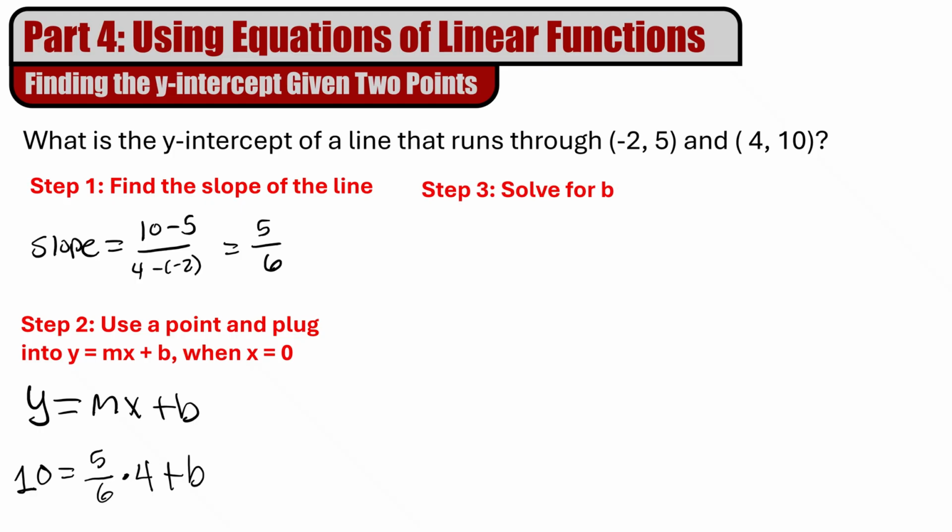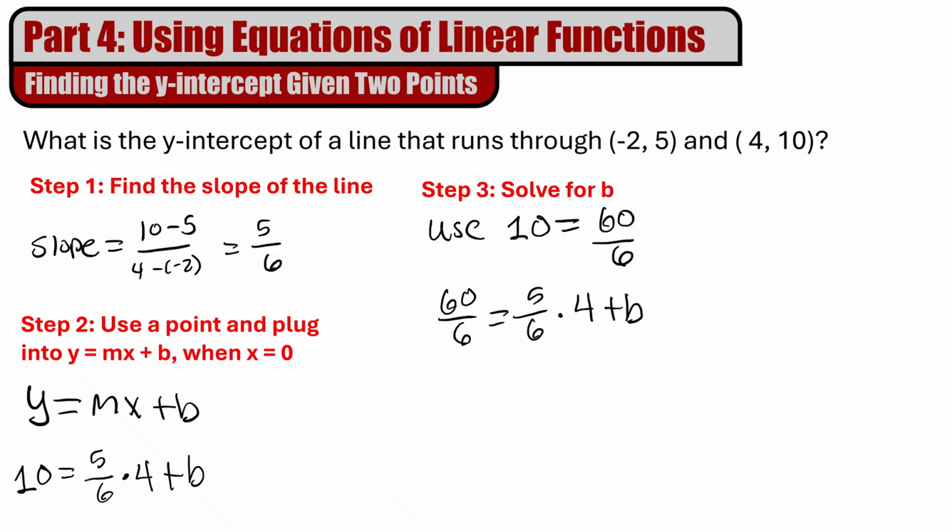Since 10 is a whole number, it will have to be converted into a fraction to subtract 5 over 6 times 4. Use 10 is equal to 60 over 6 to have a common denominator of 6. Substitute 60 over 6 for 10 to make the equation 60 over 6 equals 5 over 6 times 4 plus b. Multiply 5 over 6 by 4 to get 20 over 6, so 60 over 6 equals 20 over 6 plus b.